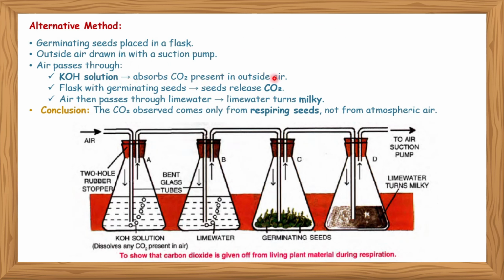The flask with germinating seeds is where seeds release carbon dioxide. Air then passes through lime water. Lime water turns milky. Conclusion: the carbon dioxide observed comes only from respiring seeds, not from atmospheric air. So the image shows carbon dioxide is given off from living plant material during respiration.